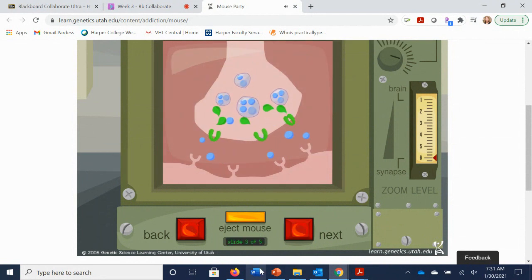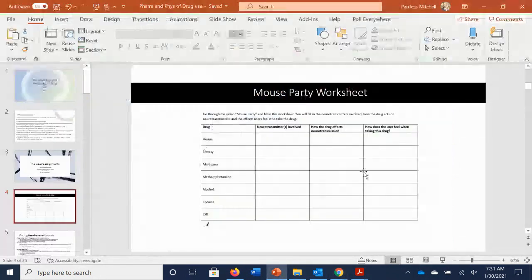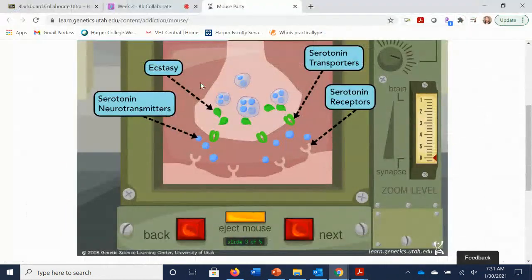When you go through this, you will also be completing this worksheet. So for the heroin, which neurotransmitter was involved? How did that drug affect the neurotransmitter? And then how does the user feel when taking the drug? And so all of that information can come from this website, the Mouse Party website.